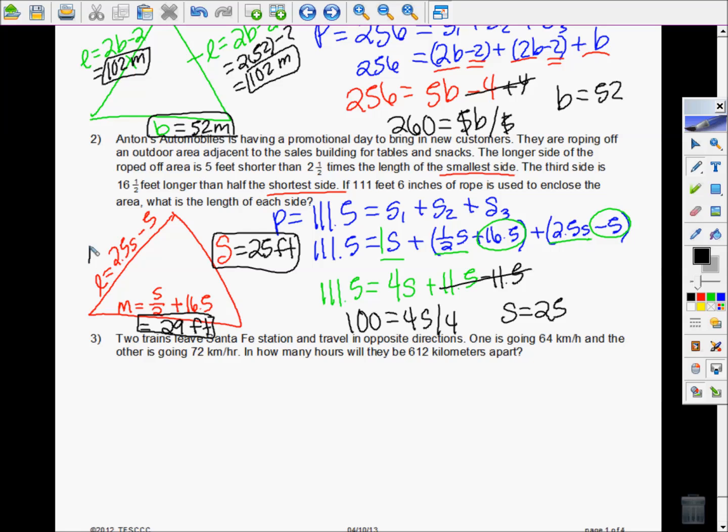All right, my longest side is 57.5. Notice how I'm labeling my units. 57.5 feet.